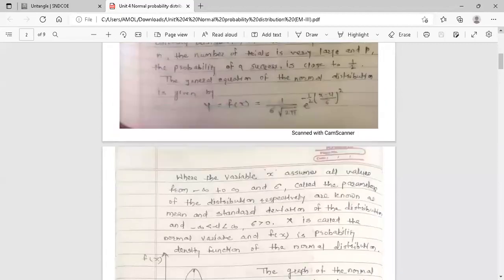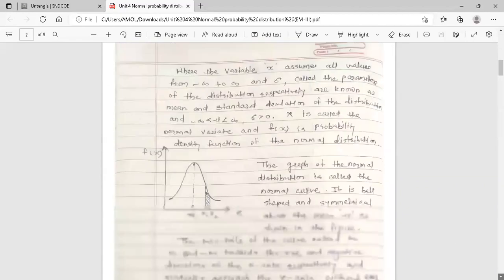This is a beautiful relation developed by the normal distribution. It is also equal to the integral from x1 to x2 of f(x) dx, where f(x) is given by the general equation of the normal distribution. If you put in the value of f(x), the integral becomes like this.